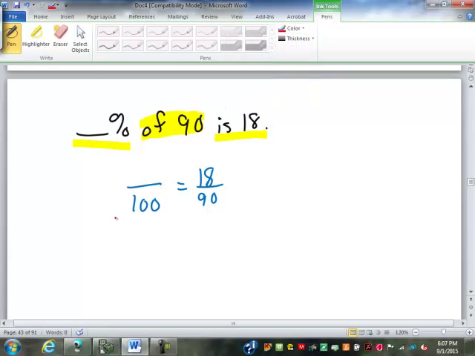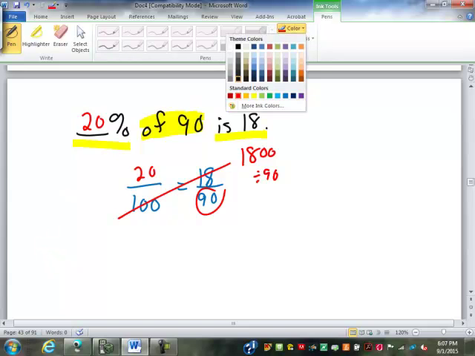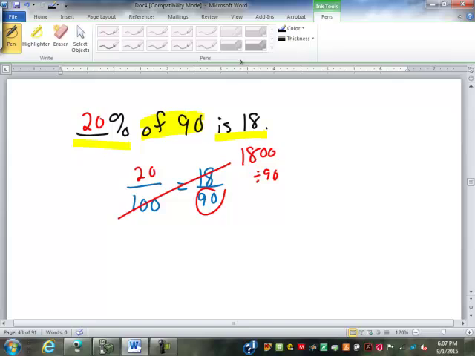We'll cross multiply and divide. 100 times 18 is 1,800. Divided by 90 gives us 20. So 20% of 90 is 18. Let's shift gears once again.